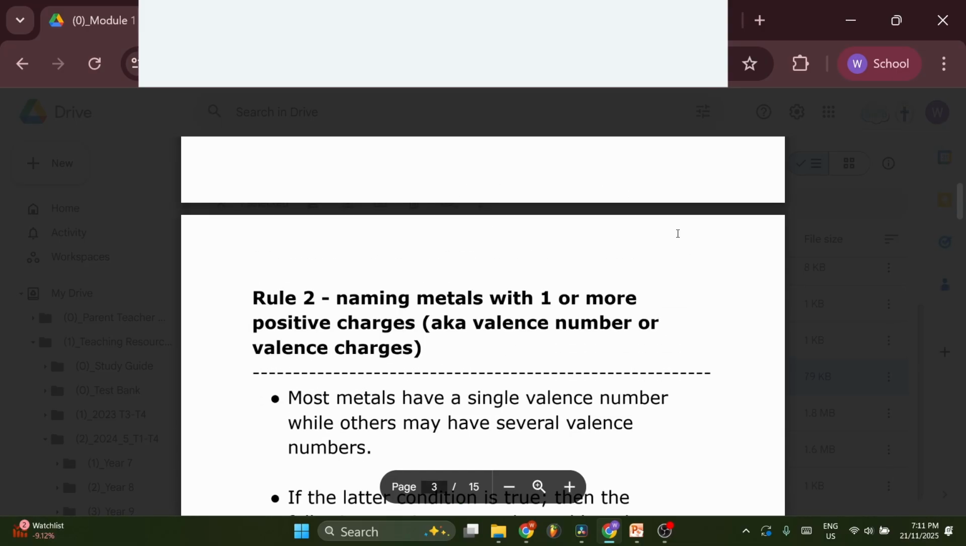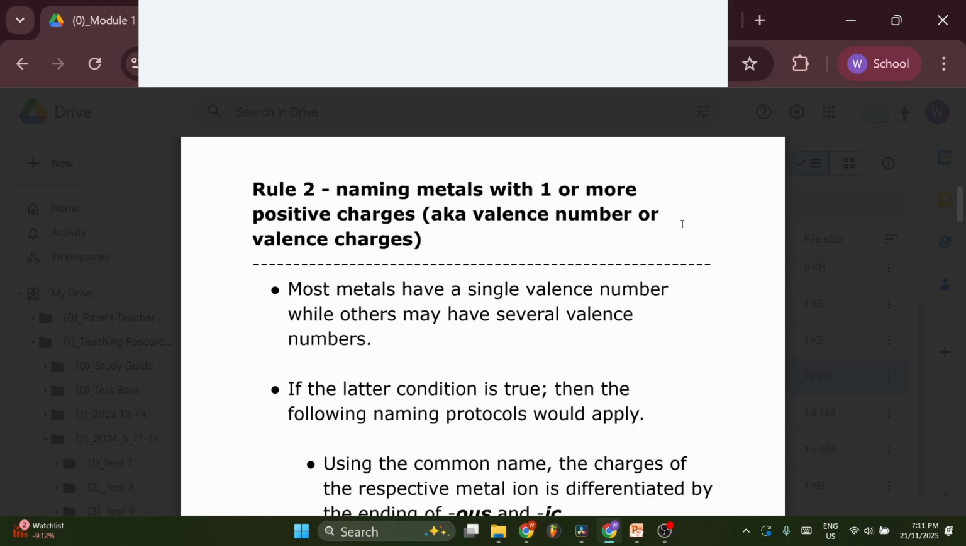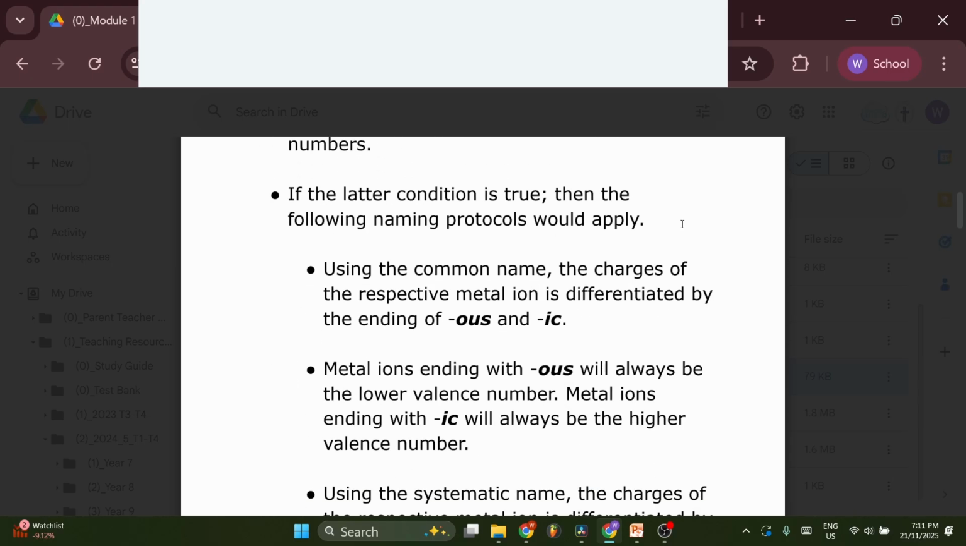Rule 2. Naming metals with one or more positive charges, also known as valence number or valence charges. Most metals have a single valence number while others may have several valence numbers. If the latter condition is true, then the following naming protocols would apply. Using the common name, the charges of the respective metal ion is differentiated by the ending of OUS and IC. Metal ions ending with OUS will always be the lowest valence number. Metal ions ending with IC will always be the higher valence number.